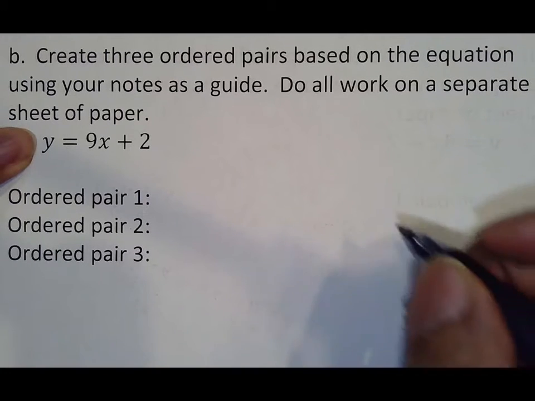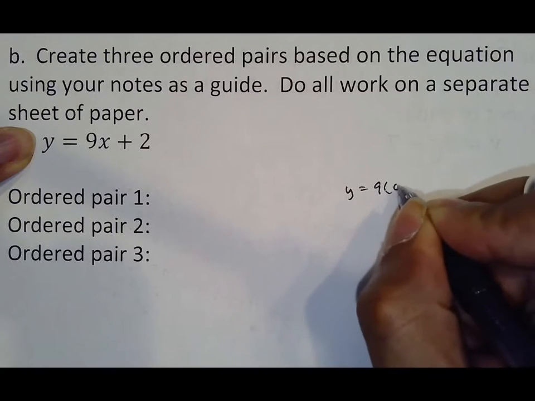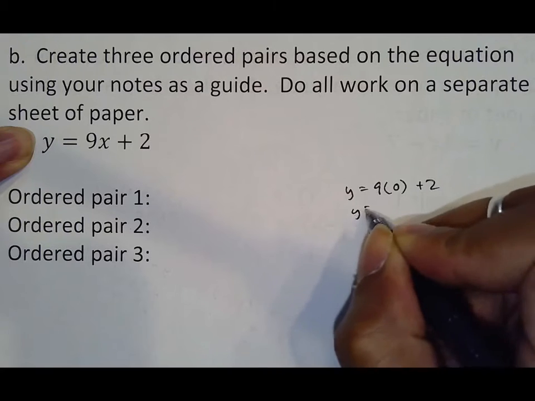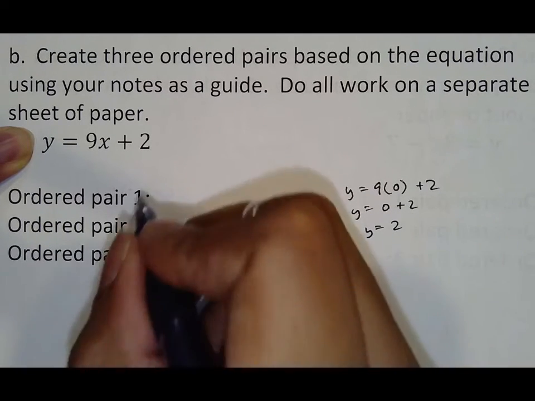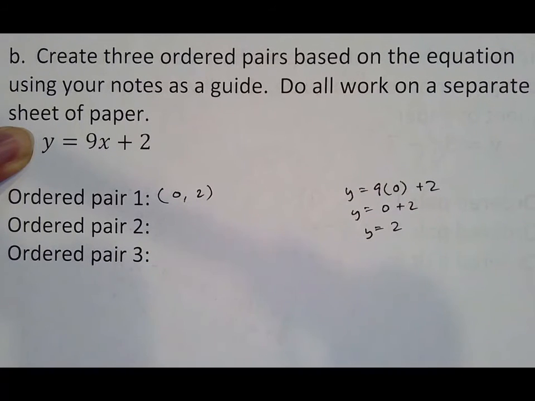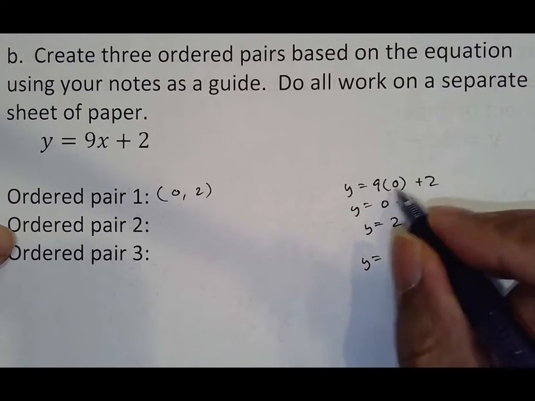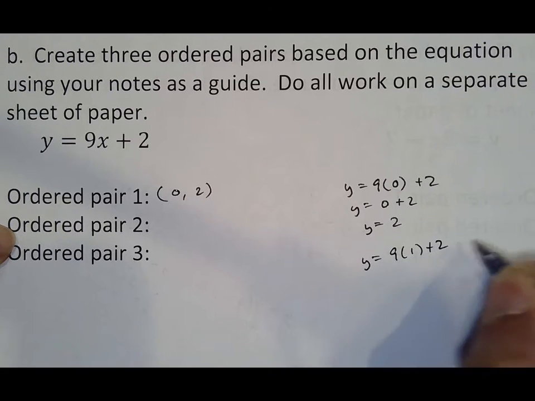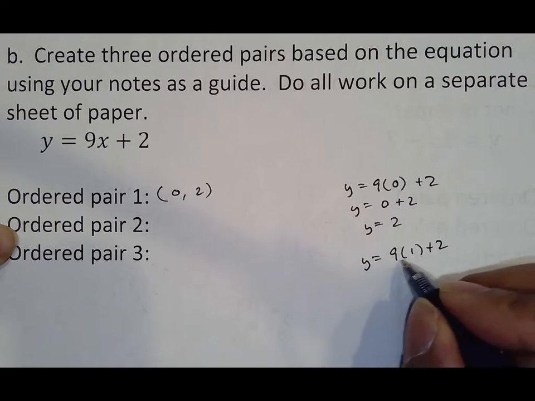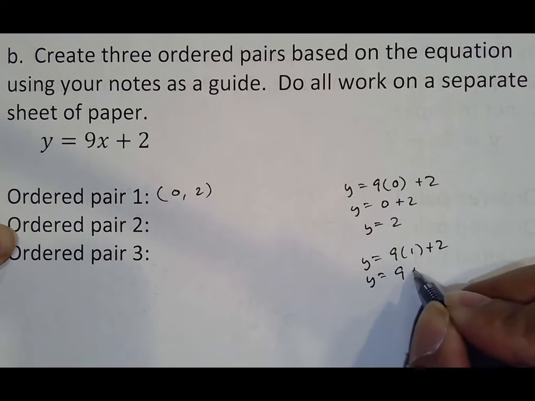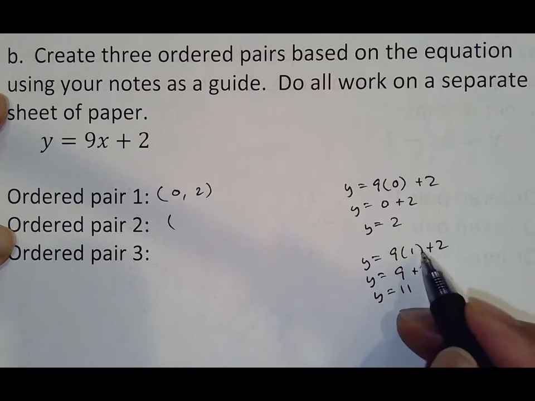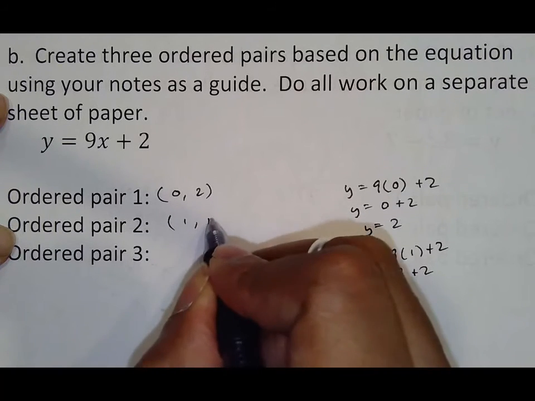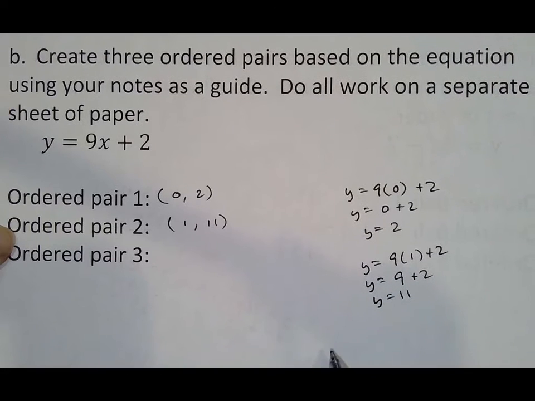So again, what we do first is we use the first number for x, which is 0. 9 times 0 is 0. And then of course 0 plus 2 is 2. So our first point is 0 comma 2. For our second ordered pair, we are going to use the second number, which is 1. 9 times 1, with multiplication going before addition, is 9, which gives us the answer of 11. So now we get 1 comma 11, because again x is 1, y is 11.